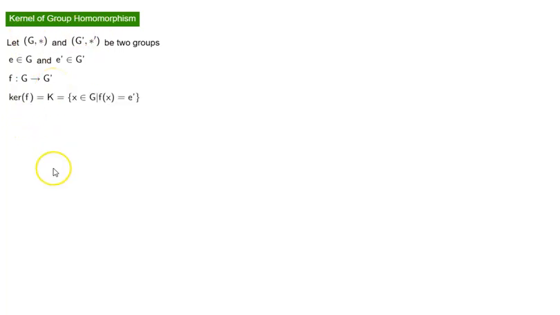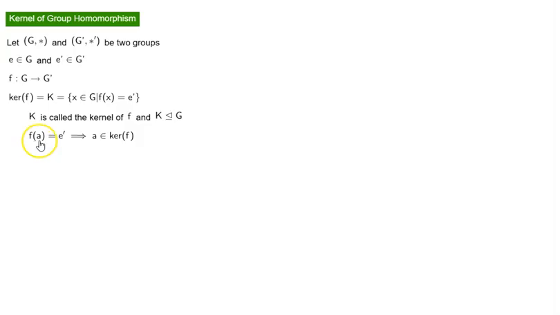What the kernel of a group homomorphism means is that it is the set of elements of G that map to the identity of the group G prime. And this is how that definition is written. Kernel of f is equal to K, which is equal to the set of elements in G which map to the identity of the second group. So K is called the kernel of f, and K is a normal subgroup of G.